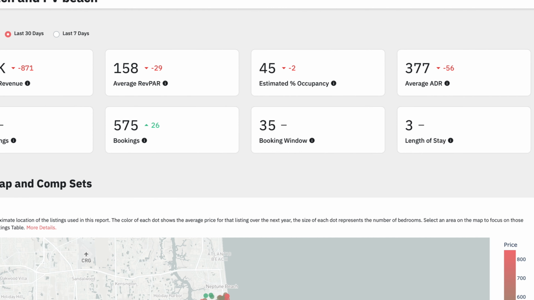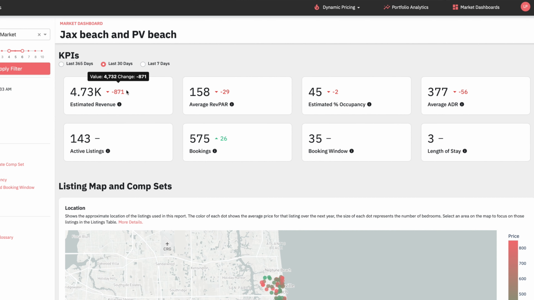Average daily rate was $377. Okay, this is lower than I thought. Number of bookings actually went up. This is interesting. Booking window is over a month, which I think is pretty consistent, and most people stay for 3 days. Usually these are weekend stays. And then there's the same number of active listings in the past month.